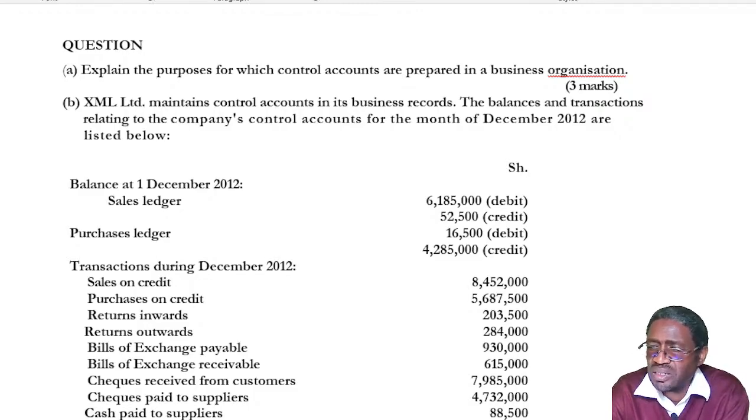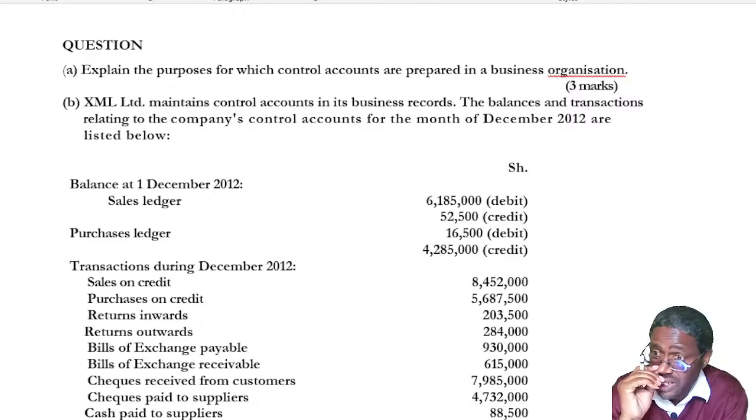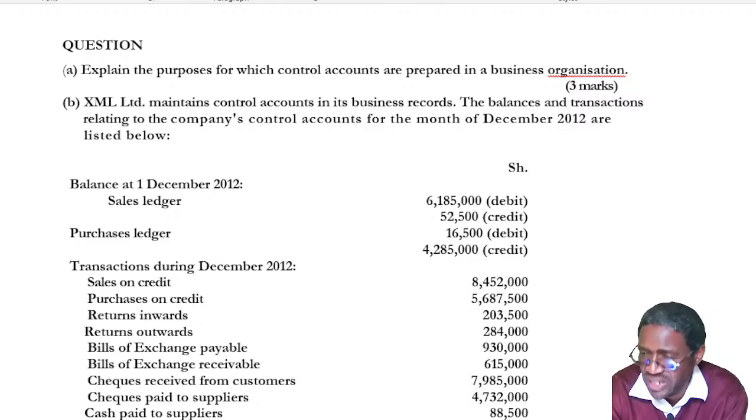By the beginning, you can see 6,185,000 debit. At the same time, on the sales ledger, 52,500 credit. I've told you, debtors ledger, which is also known as sales ledger, is always a debtor. Debtors are always an asset. Assets are always a debit balance. That's why you can see the bigger amount is the 6.1 million debtors.